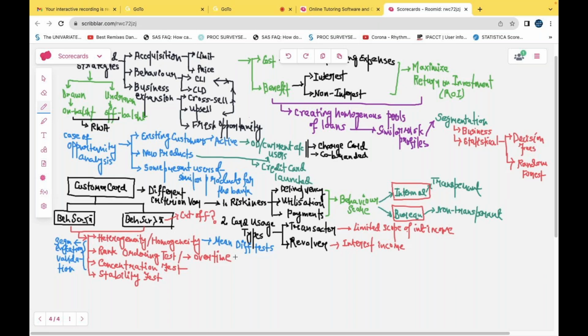So then the next is the rank ordering test. The rank ordering ensures that once you have developed a segment, this assesses the rationality of the segment, that the segments do not lose their discriminatory capacity over a period of time. Rationality of segments.